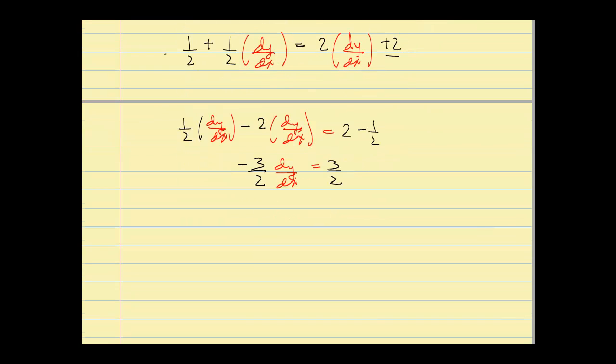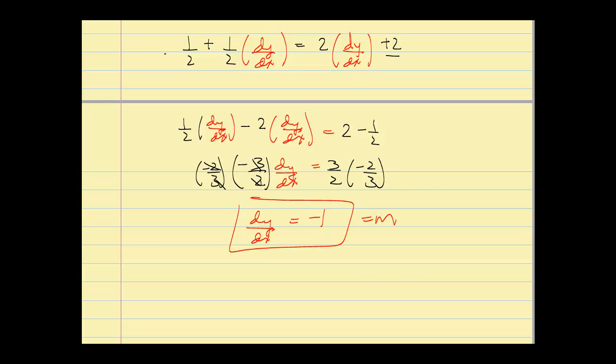And then however you want to look at this, whether you look at this as multiplying both sides or dividing both sides, we get dy/dx equals, looks like -1. That's my slope.